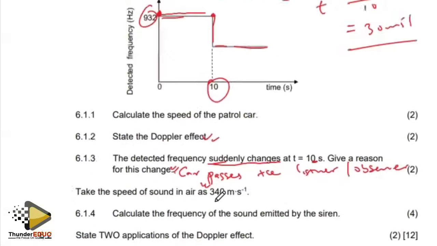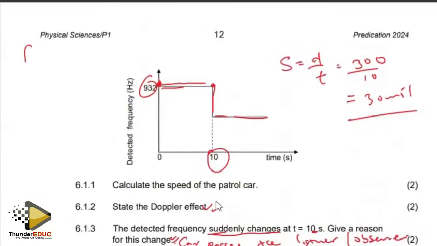So what we saw was that the frequency of the listener was 932. Okay. The velocity of the source was 30 meters per second. The velocity of the listener was 0. The velocity of sound is 340.